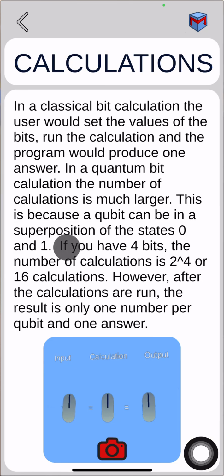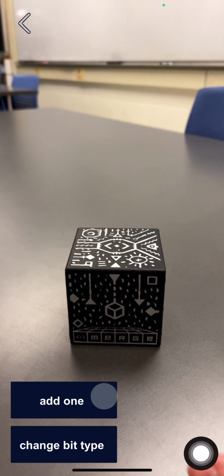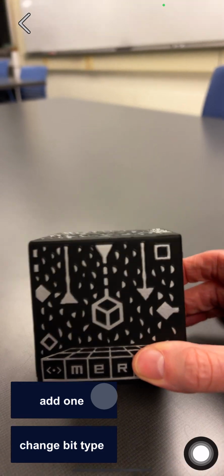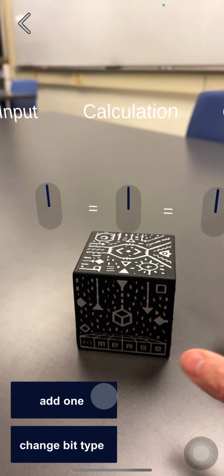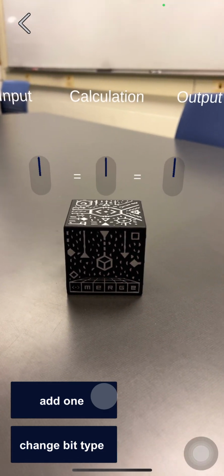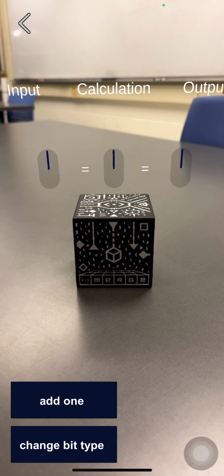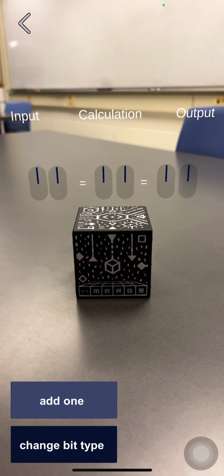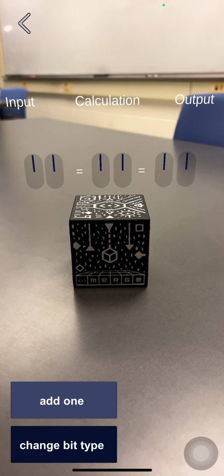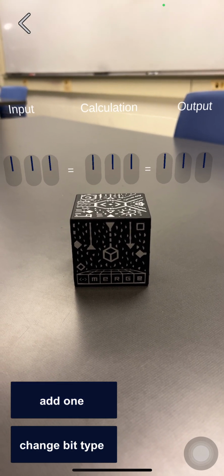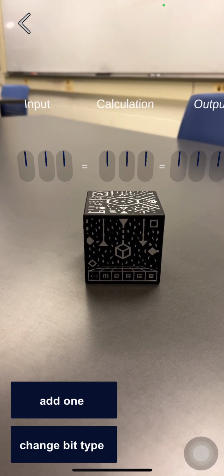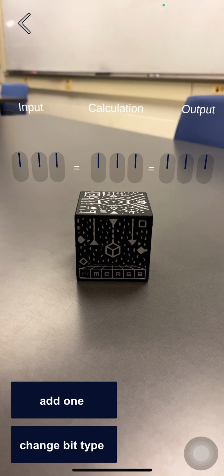Calculations. So this gives a little more information, talks about how they're different, how the calculations are different. If we start out here, we can see that our initial input, calculation, and output is representing bits. So if we add a second bit, and add a third bit, we see that the input is 3 bits, our calculation is 3 bits, and our output is 3 bits.